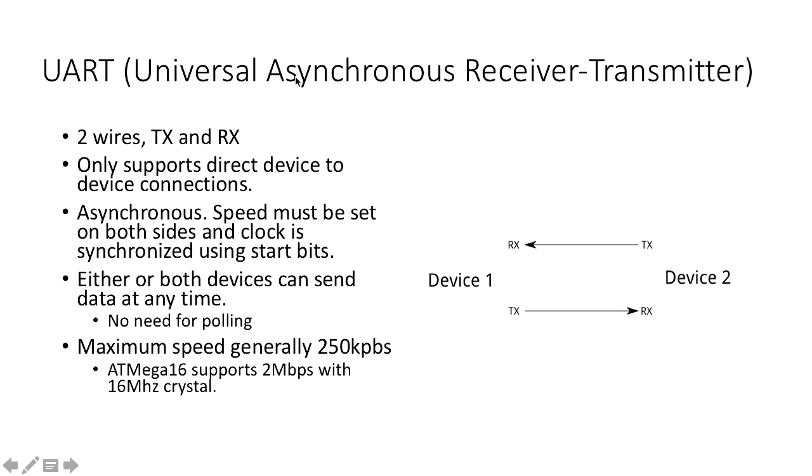Asynchronous, see, from the name itself, asynchronous. Why is it asynchronous? Because there is no clock. Speed must be set on both sides, and the clock is synchronized using start bits. Then how can we synchronize the clock? Because you are communicating from here, you are receiving here.